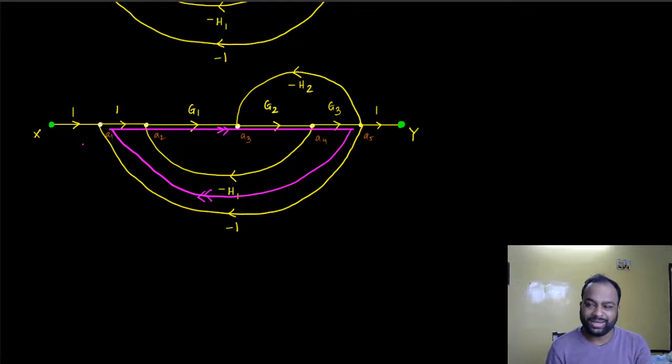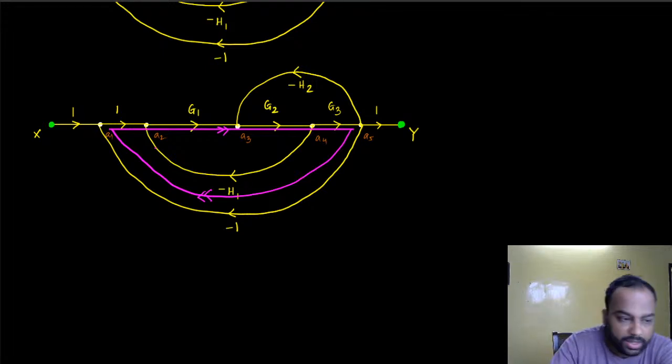So what is a loop essentially? We are starting from one vertex and coming back to the same vertex without crossing any other node twice. This is like starting your journey from your home and coming back to your home. So this is one loop. Let's consider that to be loop 1.